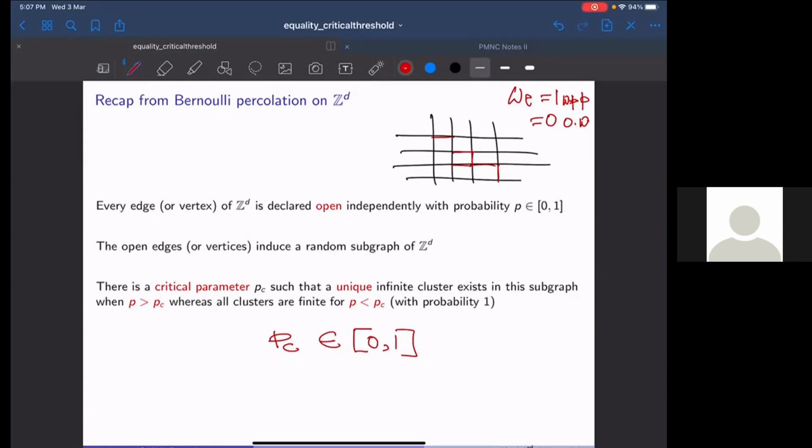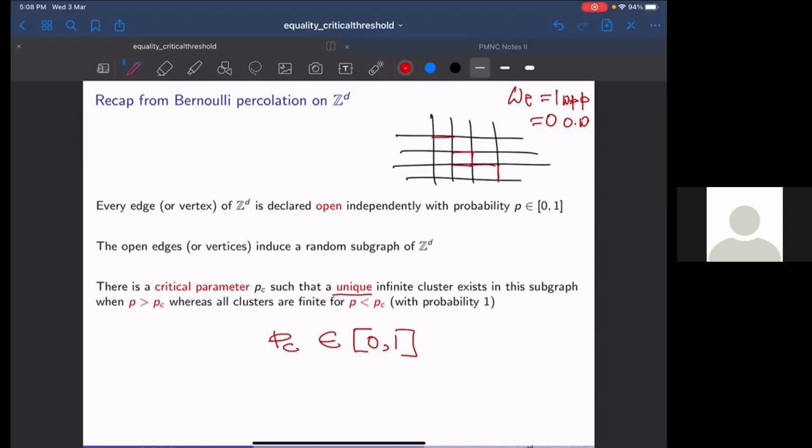Although there is a much more subtle question, and you already saw from Tom's talk yesterday, that the uniqueness question is much more subtle for non-amenable graphs. Anyway, for the lattice, I think Tom already gave you the Burton-Keane argument that is used to prove the uniqueness of the cluster in the supercritical regime for amenable graphs, in particular the hypercubic lattice I'm considering here. But in general it's a much more subtle question.